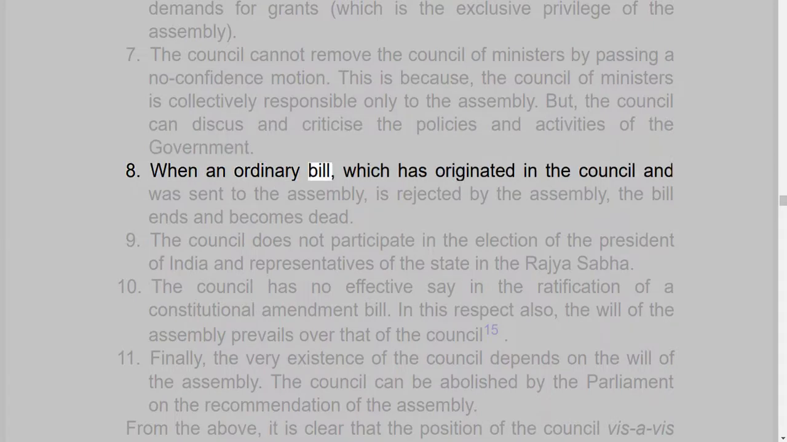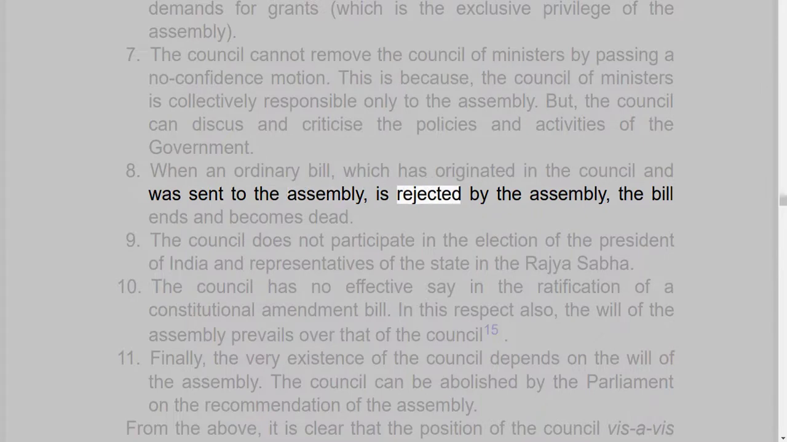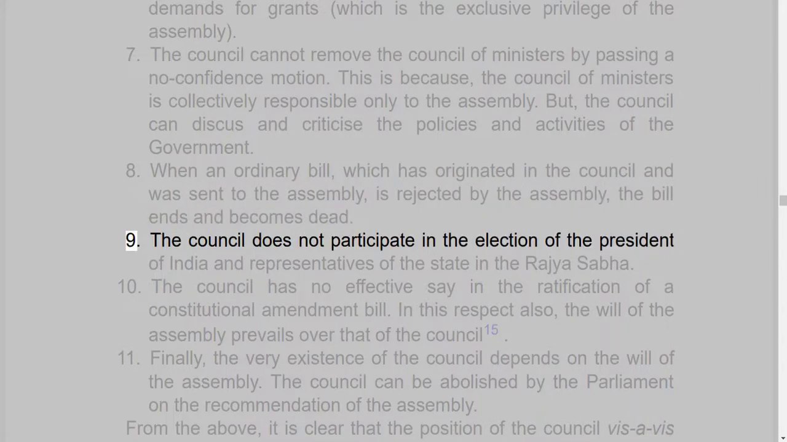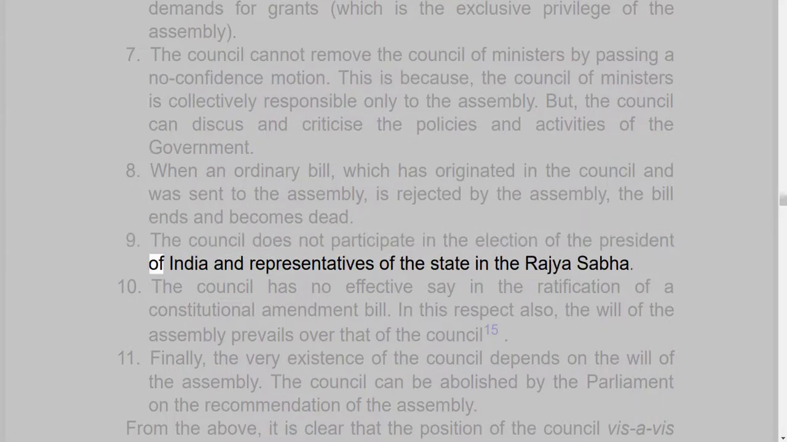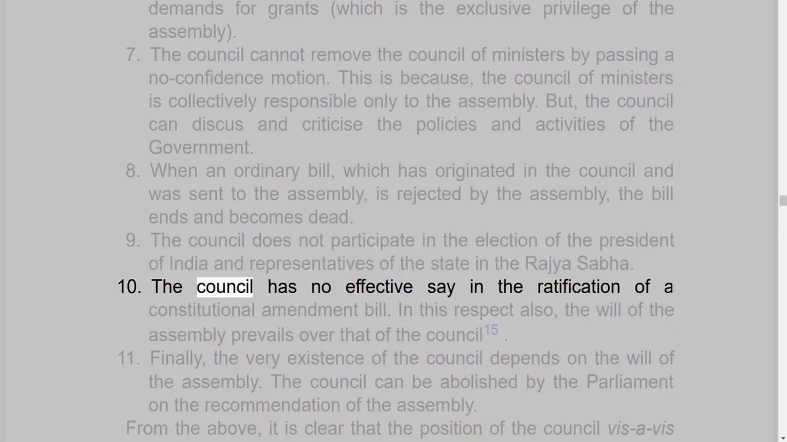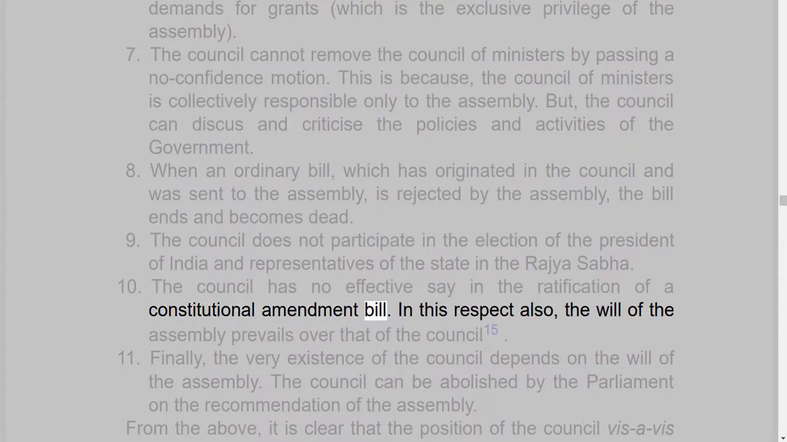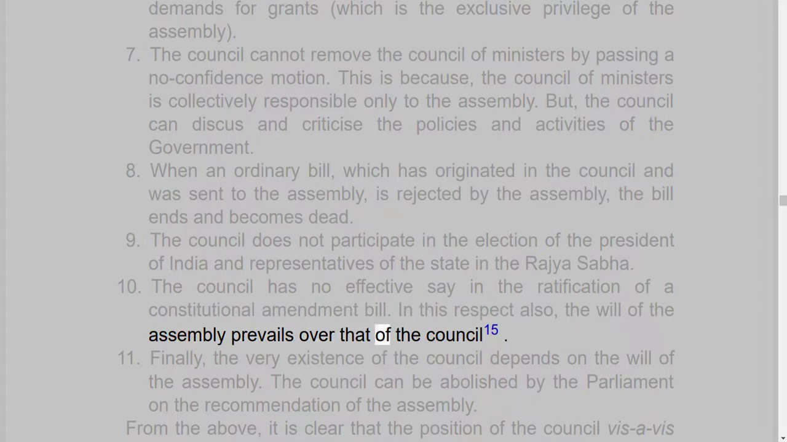8. When an ordinary bill, which has originated in the Council and was sent to the Assembly, is rejected by the Assembly, the bill ends and becomes dead. 9. The Council does not participate in the election of the President of India and representatives of the state in the Rajya Sabha. 10. The Council has no effective say in the ratification of a constitutional amendment bill. In this respect also, the will of the Assembly prevails over that of the Council.